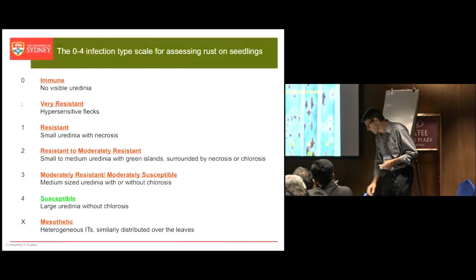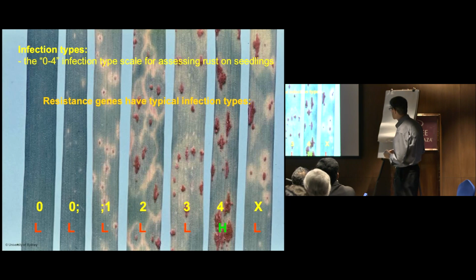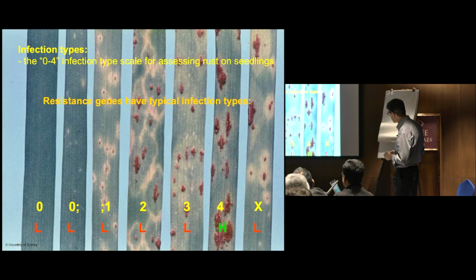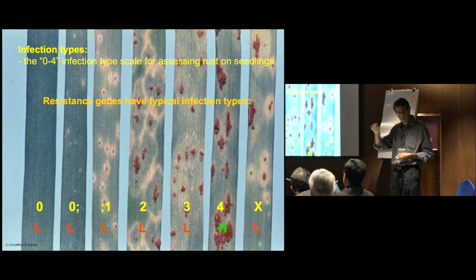I can show here. All right, so this is the immune one. The Fleck just has these little chlorotic spots. The 1 infection type, you tend to have a small pustule with some dead tissue around it. The 2 is the classic green island. The 3, you have largish pustules but some yellowing around them.